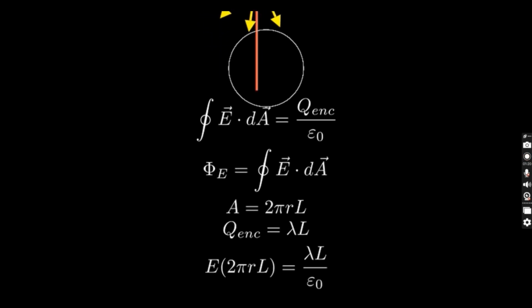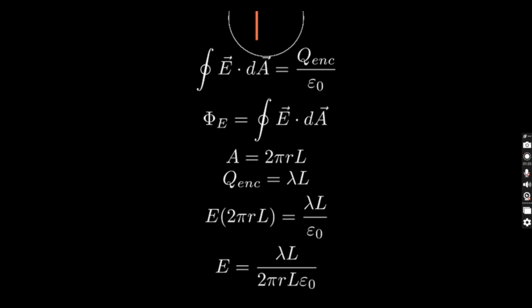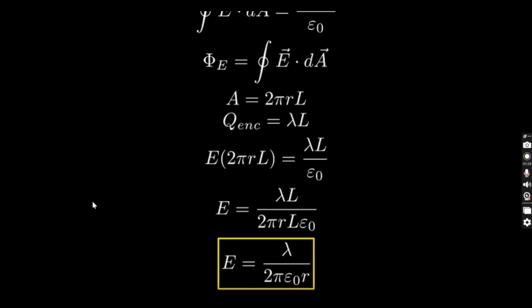Substituting these into Gauss's law, now we can solve for E. The L's cancel out, and we can multiply both sides by 1 over 2 pi r. This gives us our final expression. The electric field equals lambda over 2 pi epsilon naught r.